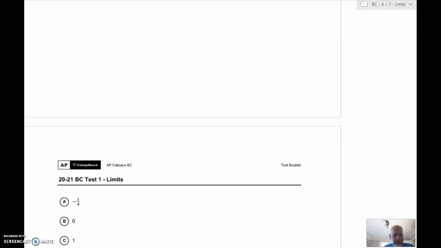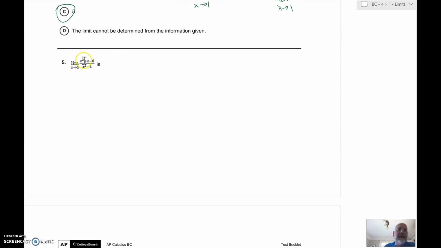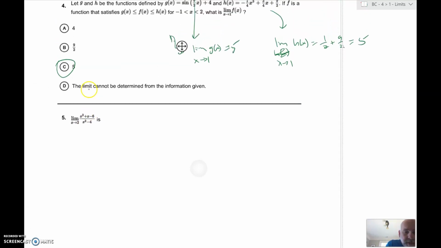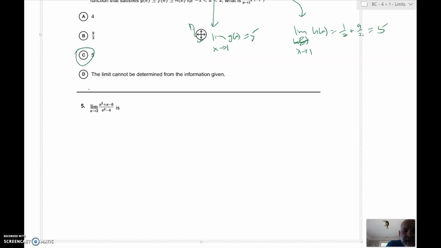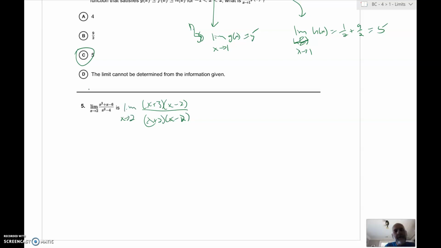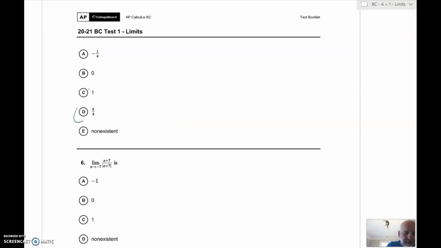Next one. The limit is what? Plug in 2, I get 4 minus 4, I get 0 over 0, so do some work. So it's x plus 3 times x minus 2, over x plus 2 times x minus 2, limit as x approaches 2. On a multiple choice question, you don't have to show all this work, but I'm just trying to be clear. And so these would cancel out. And as x approaches 2, that gets close to 5, that gets close to 4. And the answer is 5/4.